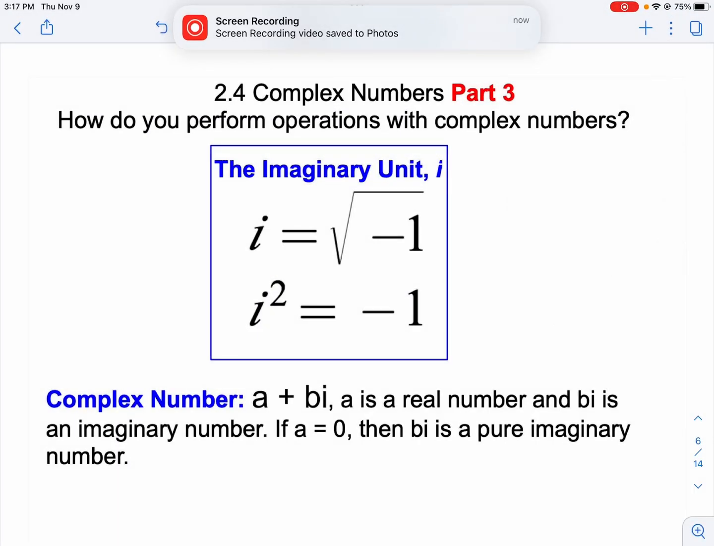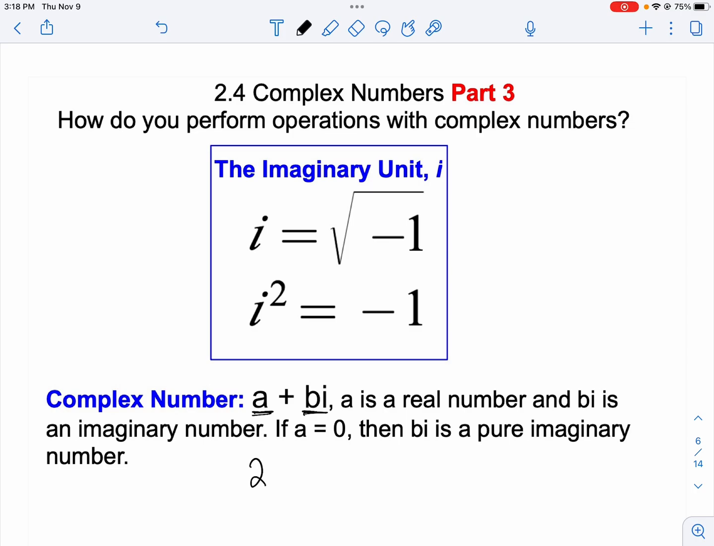Complex numbers, part 3. How do you perform operations with complex numbers? Well, first of all, the imaginary unit i is equal to the square root of -1. Then, if you square both sides, i squared is equal to -1. So, a complex number can be written with a real component a and an imaginary component bi. If a is 0, then bi is a pure imaginary number. An example of a complex number is 2 plus 3i, where 2 is the real part and 3i is the imaginary part.